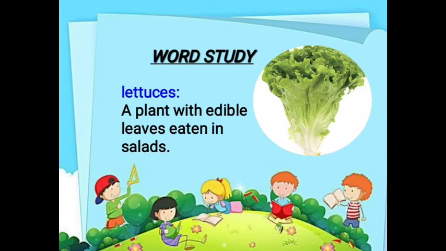Next one is lettuce. Lettuce is a type of leaf which we can eat. Usually we will see this lettuce inside salads and in burgers, etc. We can see this leaf. It's very familiar to you. This is called lettuce.